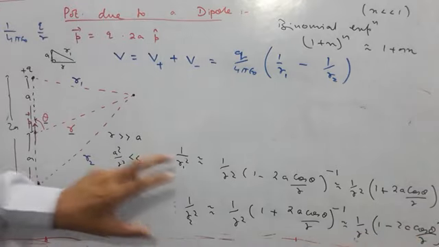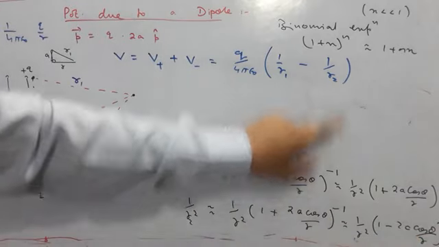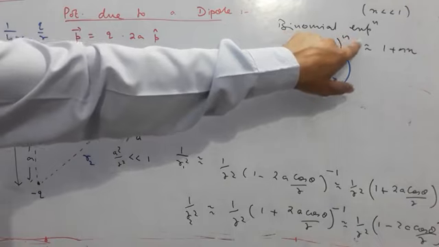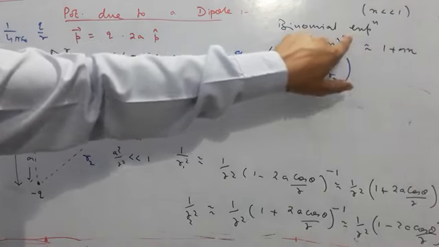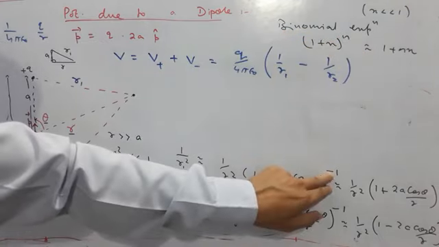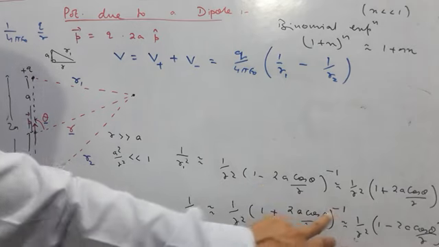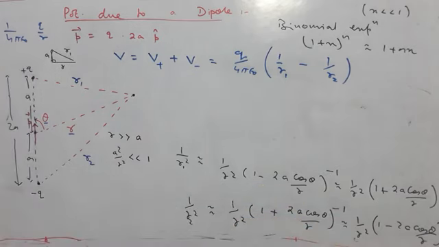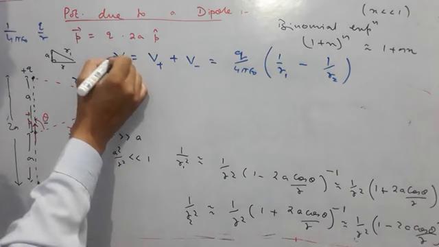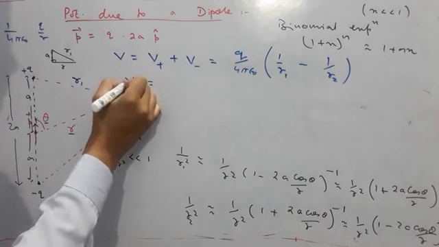Please don't bother much about these binomial expansions. Just remember 1 plus x to the power n is nearly equal to 1 plus this multiplied by this. So here we have multiplied minus 1, here we have multiplied minus 1, and we have got these results. Now we are ready to find V.